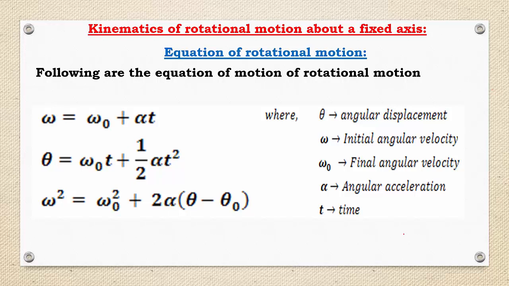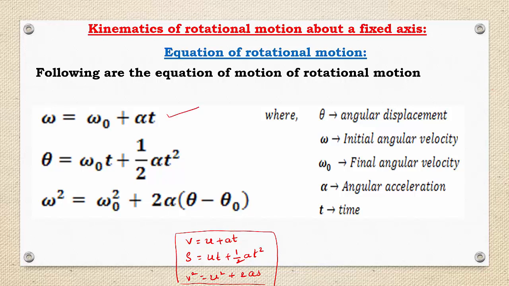Equations of rotational motion. So we already studied equations for linear motion. You can remember these equations: v equal to u plus at, s equal to ut plus half at square, v square equal to u square plus 2as. So these are equations of linear motion you already studied. But now the same equations I am going to write, but for rotational motion. You can observe the following are the equations of motion of rotational motion.